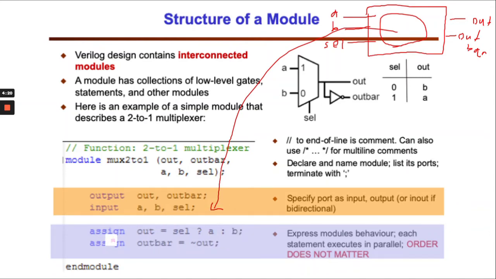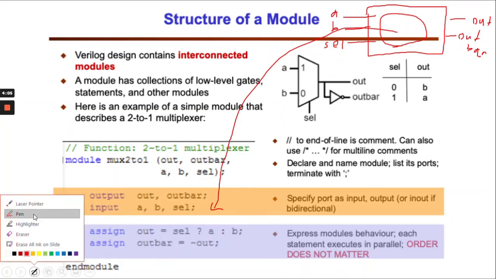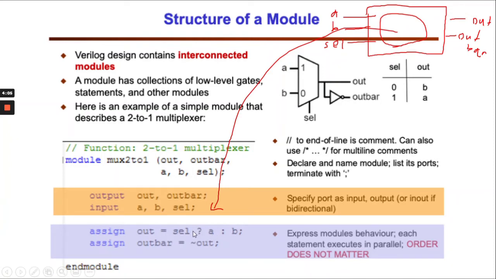Here we're talking about expressing the module's behavior. What is meant here is how we determine the output of our circuit. The output of our circuit is based on select, right? In this example, select is only one bit, so we are using an option here. If select is equal to 1, then out will be equal to A. If select is equal to 0, then the output will be equal to B.